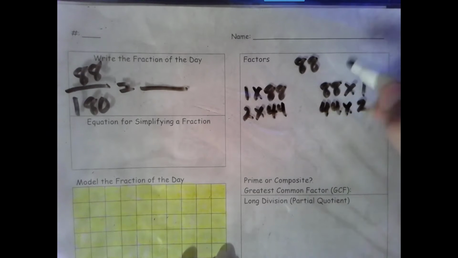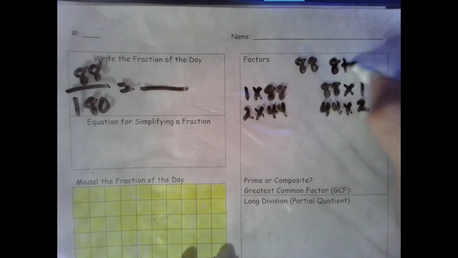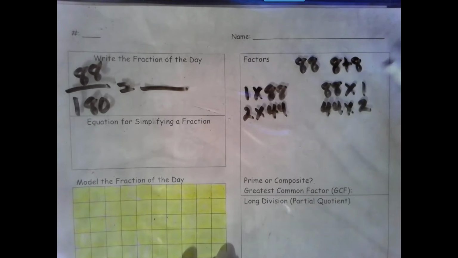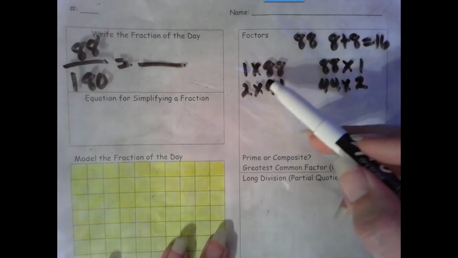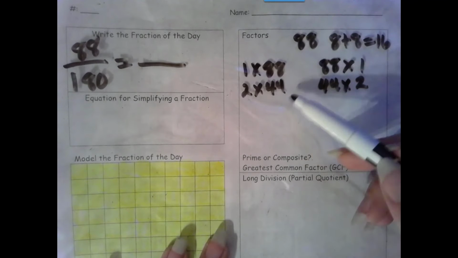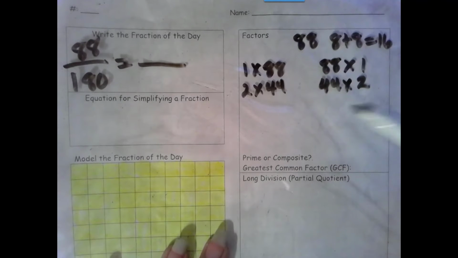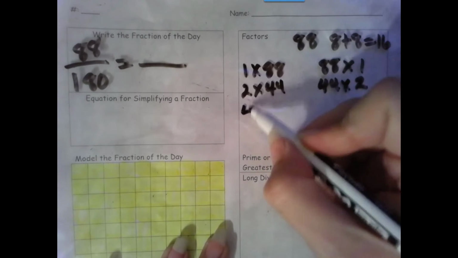I'm going to try 3. The rule for 3 is that we add the digits together. 8 plus 8 is 16. 16 is not a multiple of 3, so 3 is not a factor. We try 4. One way to check for 4 is look and see if the second factor with 2 is even. It is. So 4 is a factor. 4 times 22.